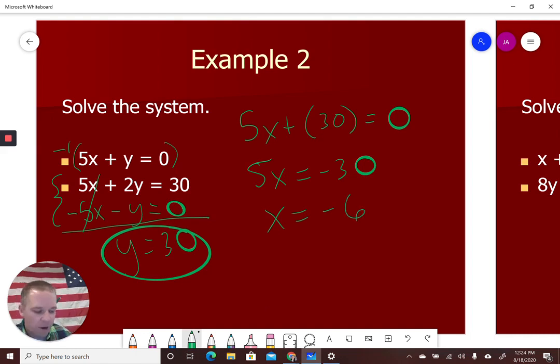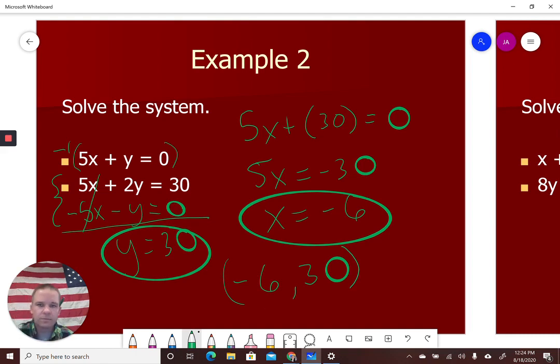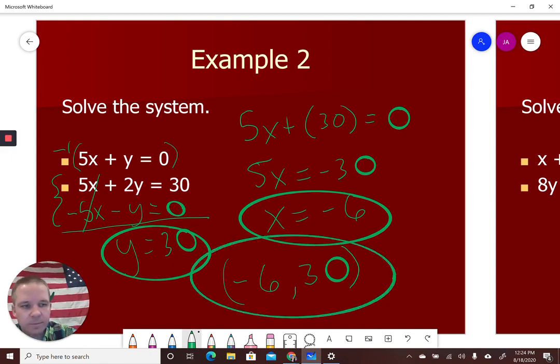How are we doing so far? Are we having fun? All right. Now I'll write that as an ordered pair as we did before, negative 6, comma 30. Cool. All right. Let's move on to the next one.